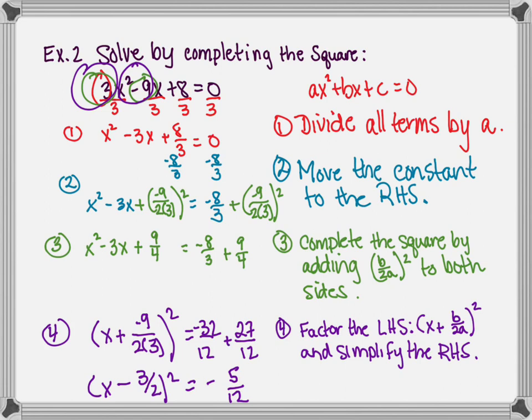And this negative 3 halves is also, if we go back to step 2, where I had x squared minus 3x plus (negative 9 over 2 times 3) quantity squared. If I take that b term that we had transformed by already dividing by a, that negative 3, and just divided it in half, negative 3 halves, that's what I have in this parenthesis. So (x minus 3 halves) quantity squared equals negative 5/12. And we'll continue on the next slide.